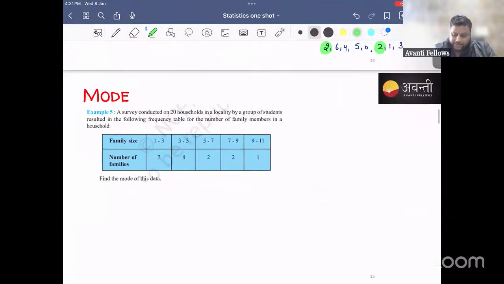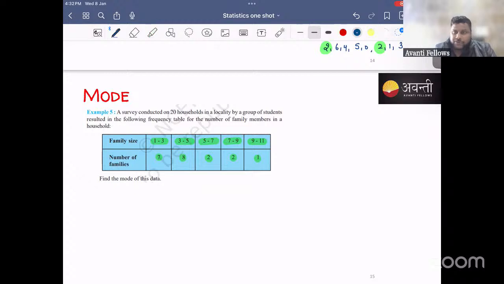A survey conducted on 20 households in a locality by a group of students resulted in the following frequency table for the number of family members in the household. So, first of all, family size 1 to 3, number of families 7; 3 to 5, number of families 8; 5 to 7, number of families 2; 7 to 9, number of families 2; 9 to 11, number of families 1. They are asking for the mode of this data.